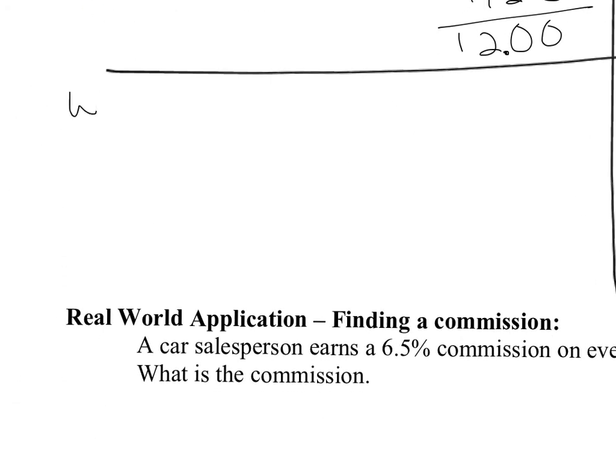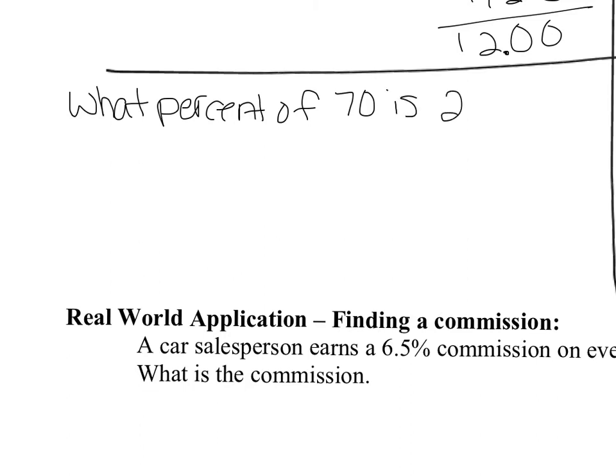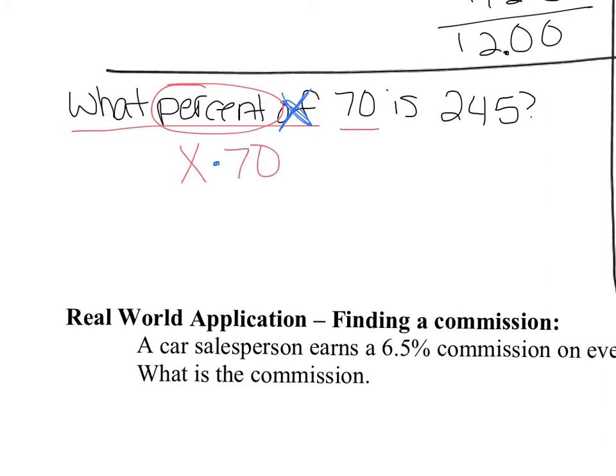Okay, this time I want to know what percent of 70 is 245. The first thing I notice here is this word, percent. So I already have red flags going off in my head that my answer is going to be a percent. So what percent? I don't know what that is, so I'm going to use a variable. Of means multiplication. 70 I can represent with just 70. Is means equals. And 245 I can represent with the number.